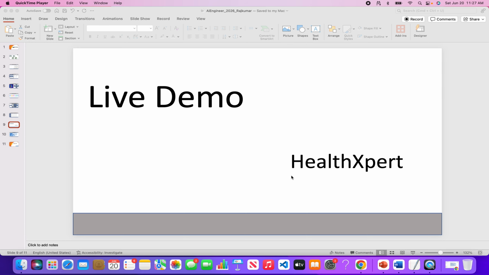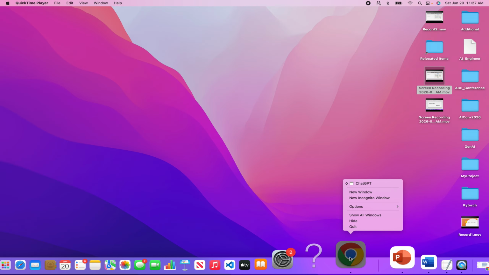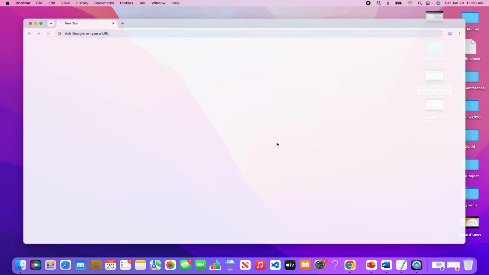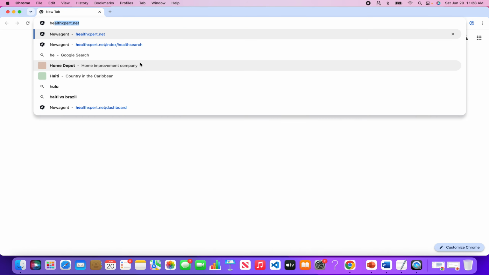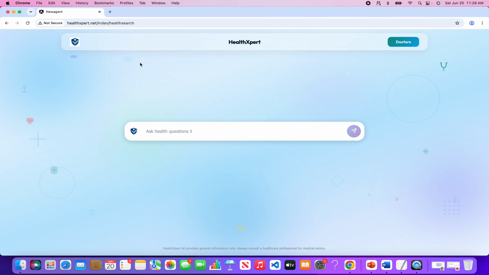We will see a live demonstration of our health expert research platform. So let me open a browser. I am going to use this one, healthexpert.net. So this is our landing page designed for the general public.